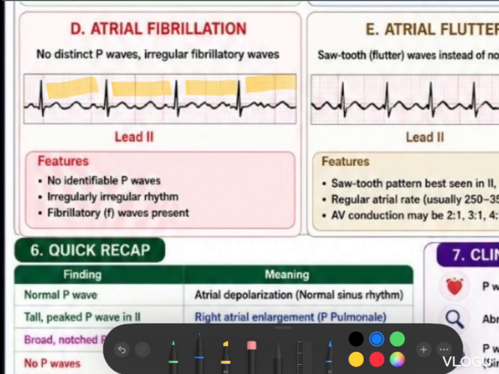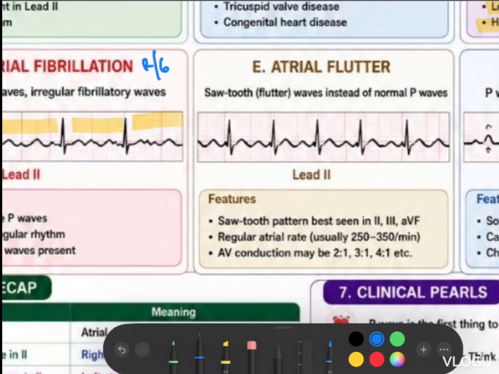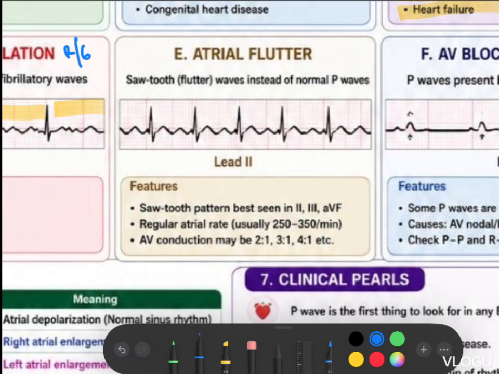So how can we calculate the heart rate? If the patient has this type of finding, we have to count the total R waves in the strip and multiply by 6. If you count, you will get your heart rate. Next, in atrial fibrillation, the high yield point: no identified P wave, an irregular rhythm, and fibrillatory F waves present. So next, with the P wave we can also diagnose atrial flutter.